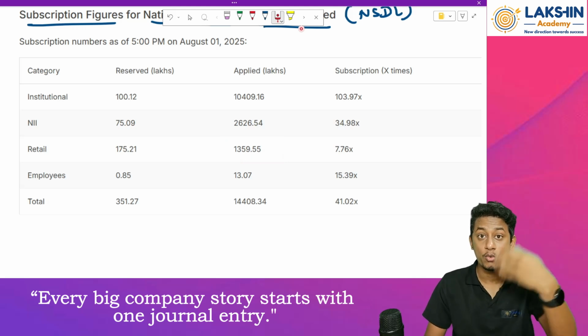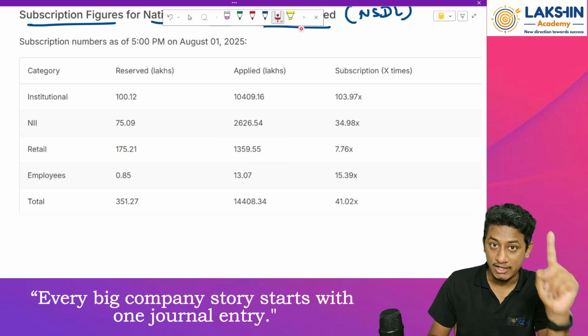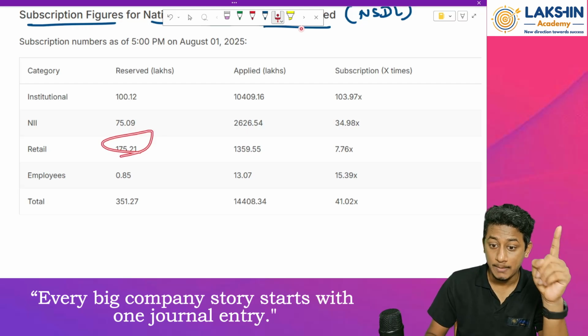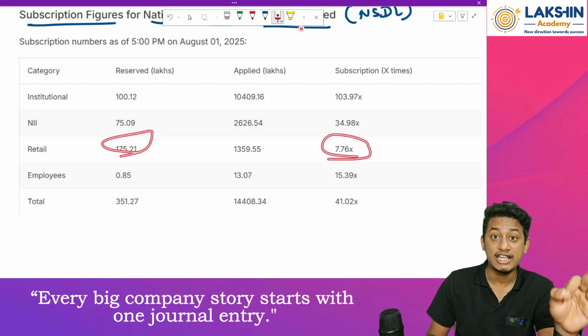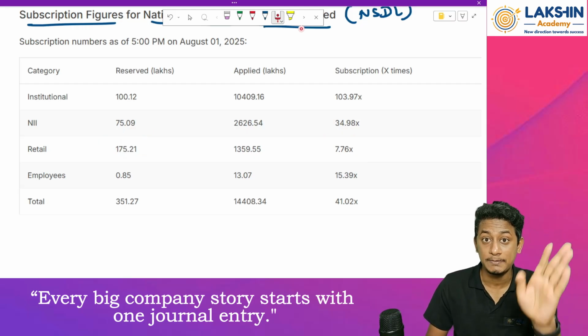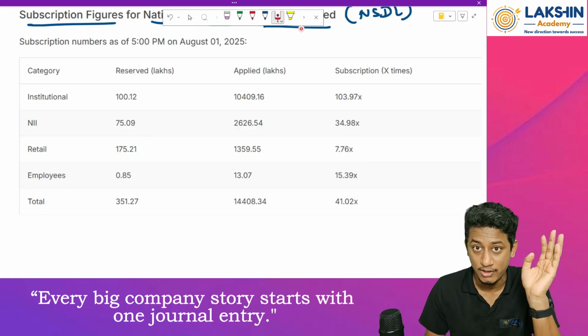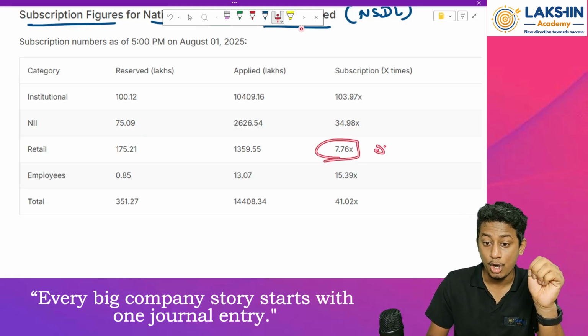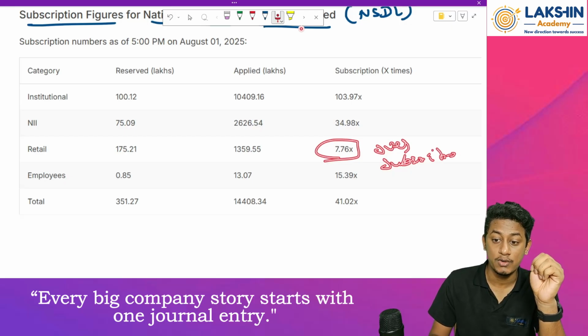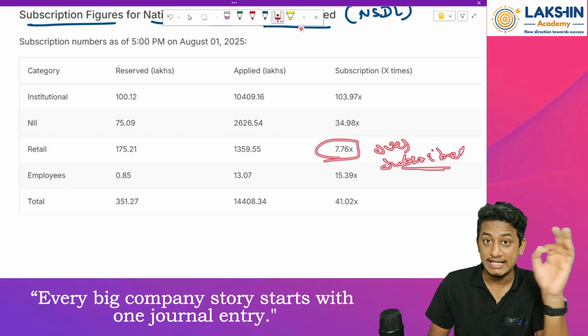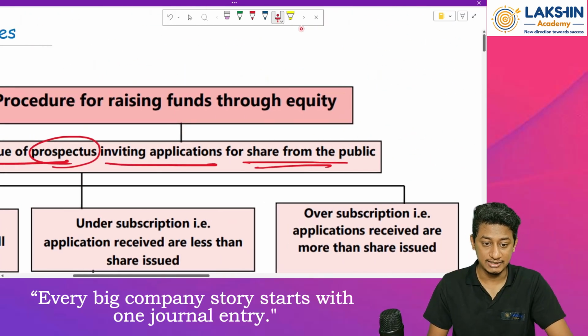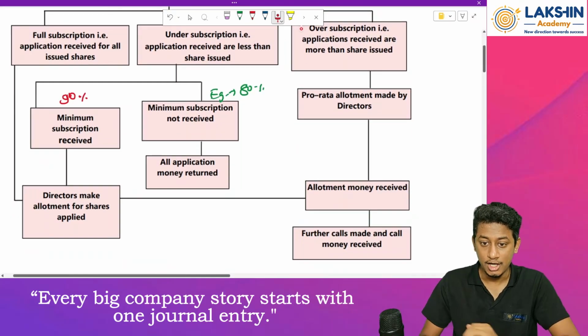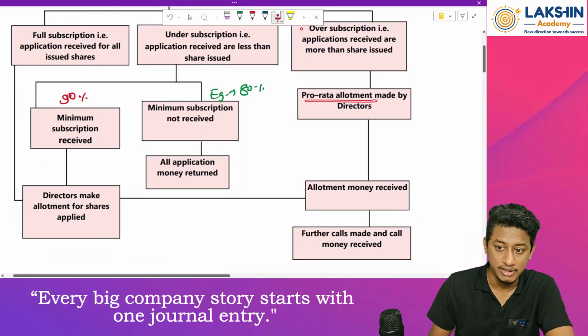That means how much is the oversubscription? The subscription should have been one time, right? One time. But the subscription has been for 7 times. 700% of the shares has been subscribed over here. That means people have oversubscribed for these shares. In that case, what does the company have to do? The company has to do something called pro rata allotment made by the directors.